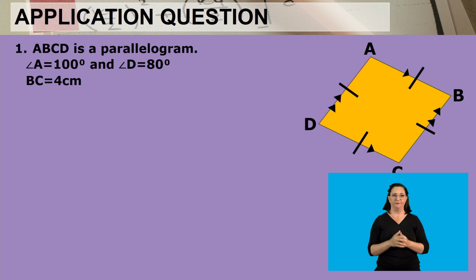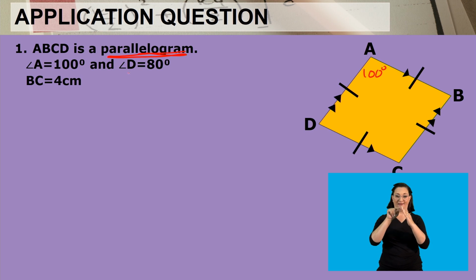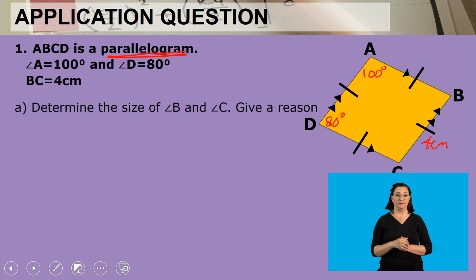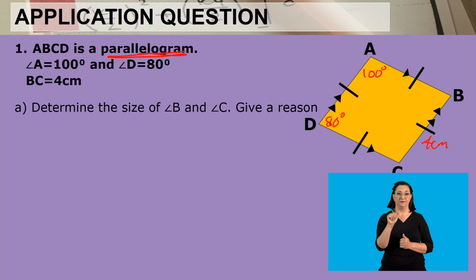Application question 1. ABCD is a parallelogram. Information: angle A is 100 degrees and angle D is 80 degrees and side BC is 4 centimeters. All right. And then let's look at the questions. Question A. Determine the size of angle B and angle C.